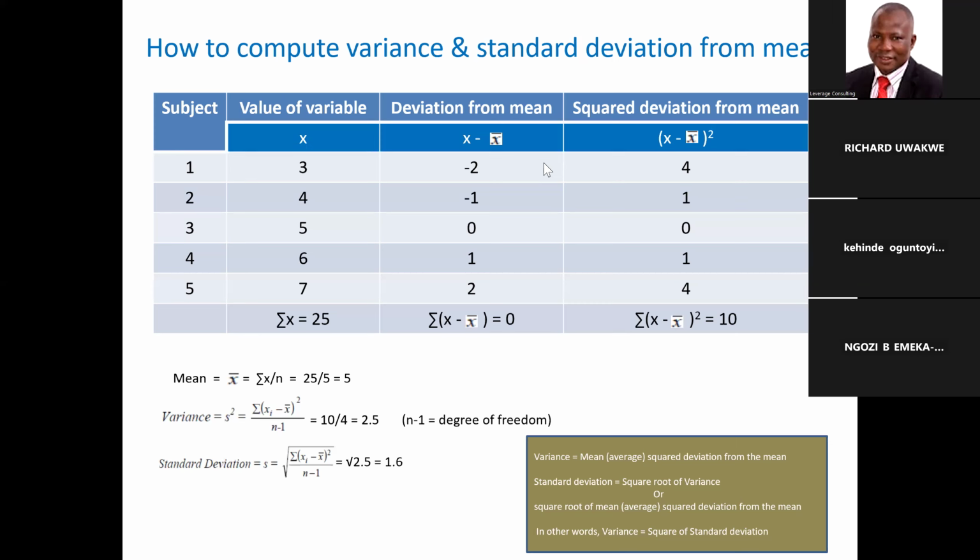But just like when you look at the original values, 3, 4, 5, you add them together and it gives you 25. It's not the 25 you want. You now want to know the average.